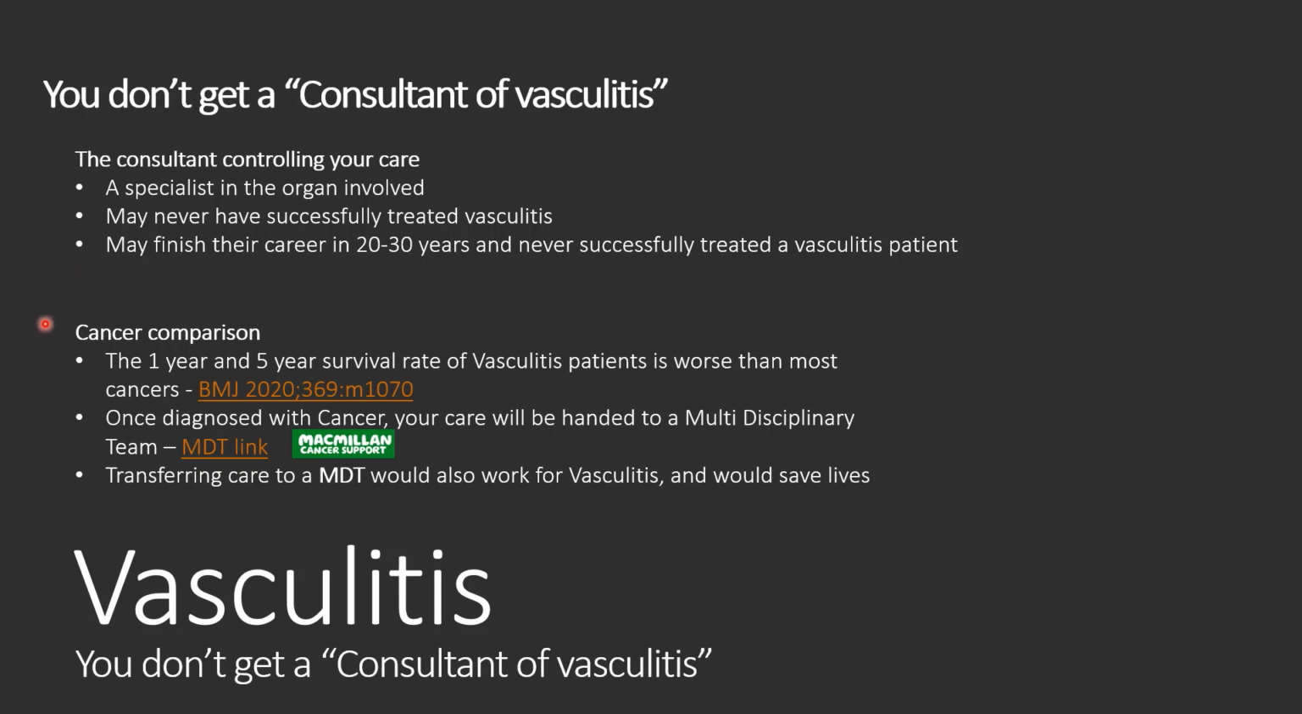If you look at the cancer comparison, what they've published is 1 year and 5-year survival rates of vasculitis patients is worse than most cancers. Some documents name typical types of cancer, like prostate cancer, breast cancer. In this case, they're saying worse than most cancers. British Medical Journal publication. Have a look at that.